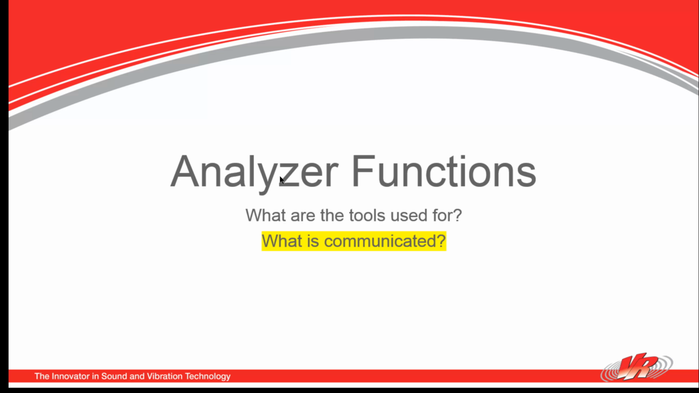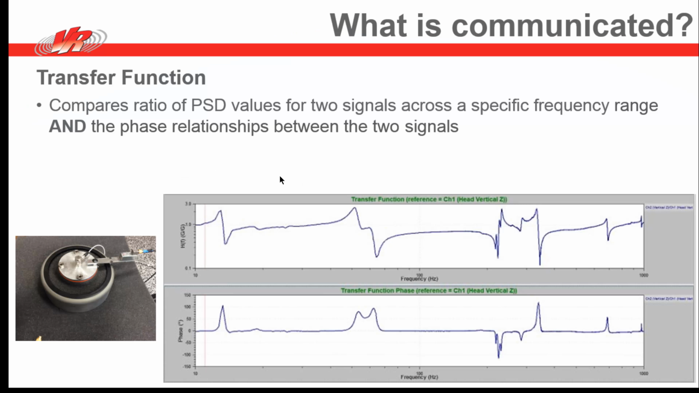But what specifically is communicated by those tools? There are four important graphs: the transfer function, the total harmonic distortion, the coherence plot, and the cross-spectrum plot. What do those four teach us? What are you learning when you are looking at those graphs? So let's start with the transfer function. Transfer function, very similar to what we might be familiar with as the transmissibility plot. We'll talk about the difference in that in just a minute, but the transfer function compares the ratio of the PSD values for two signals across a specific frequency range.